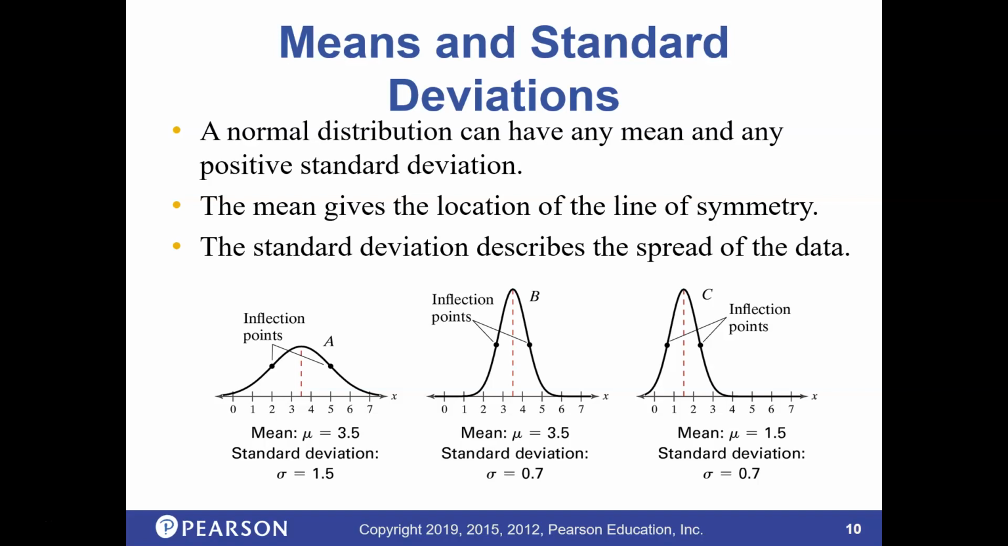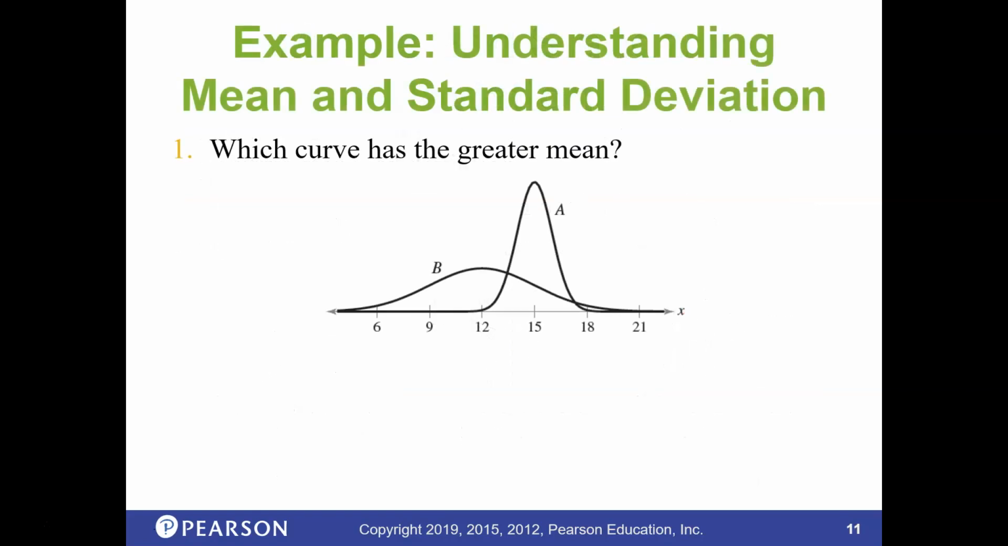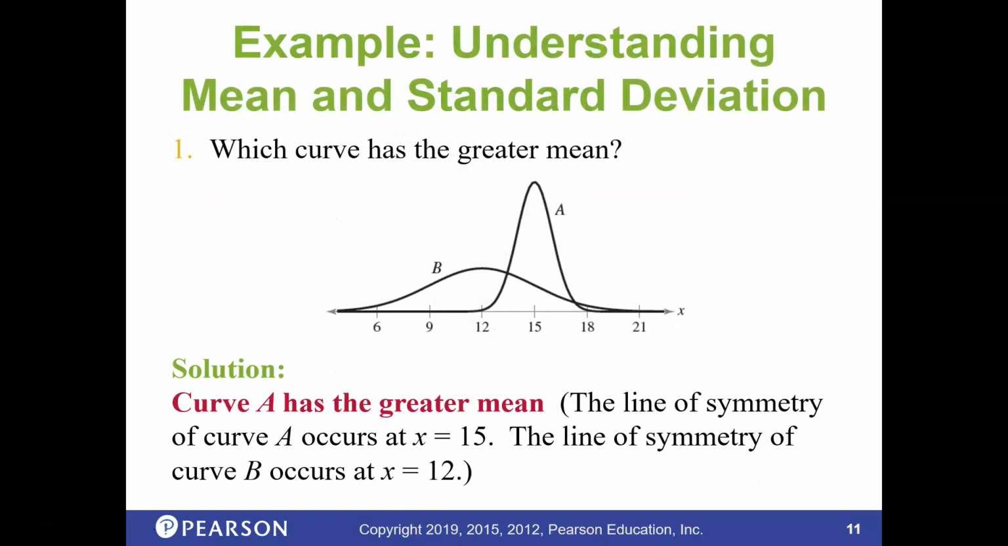So here you have a few different normal distributions. A couple of them have the same mean, right? In A and B, we have the same mean at 3.5. They have the same center, but the difference is the spread. The standard deviation in B is much smaller. And in C, the standard deviation is the same as B, but the center is different. The center is at 1.5 instead of 3.5. So we always want to think about the center, the shape, and the spread of a distribution, but all normal distributions are going to have that bell-shaped curve.